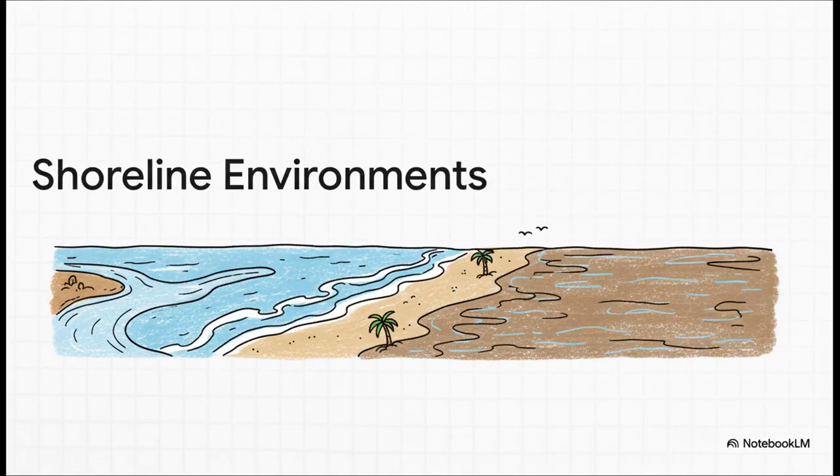Then you've got the really dynamic shoreline environments, where the land meets the sea. Here, sediments can build up in these massive deltas at the mouth of a river. Or they can be constantly washed by waves on a beach, creating that clean, perfectly sorted sand. Or they might settle in muddy tidal flats that get exposed between high and low tide. Can you just picture the totally different types of rock these places would make?